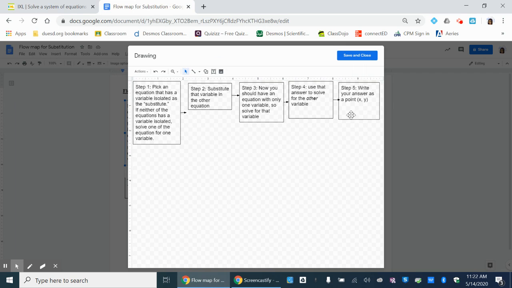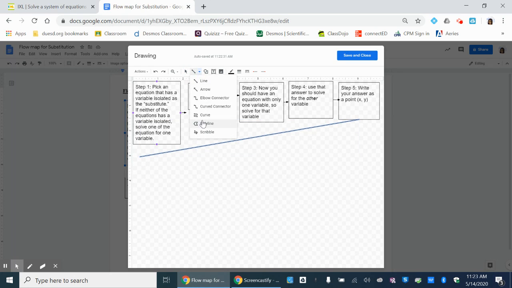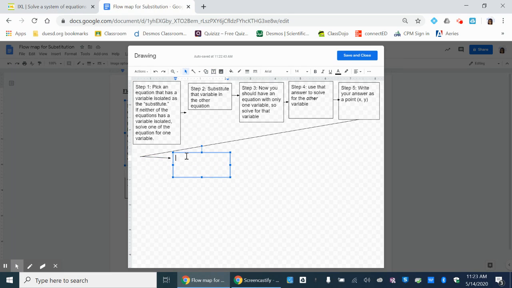Of course, I want to go ahead and do a step 6 because I'm a teacher like that. And usually on a flow map, you always go from left to right. It's like reading. So that's why I'm doing this. Step 6, which a lot of you skip.